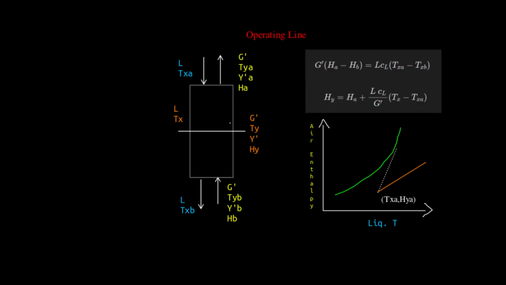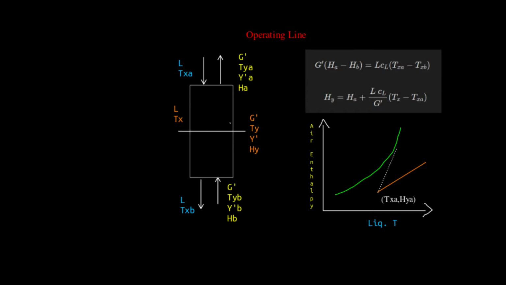Cl is the specific heat of liquid. So by observing this line, we see that temperature and enthalpy at the inlet condition of liquid give the starting point, and slope is given by the flow rates and specific heat capacity of liquid. The minimum possible gas flow rate can be determined by drawing a tangent to the equilibrium curve from the starting point Ta, Ha, and then we can multiply by 1.2 to 2 times of that tangent value, and then we can plot the real operating line.